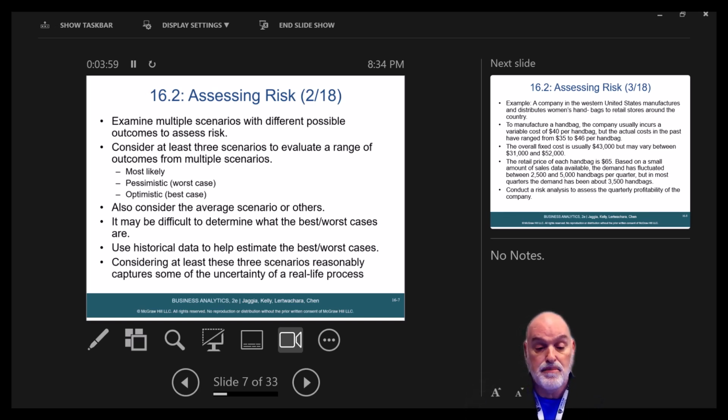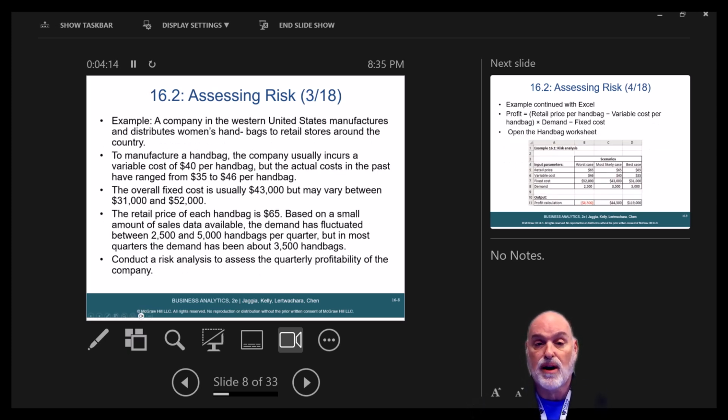It may be difficult to determine what the best or worst cases are. Use historical data to help estimate the best and worst cases. Considering at least these 3 scenarios reasonably captures some of the uncertainty of a real-life process.